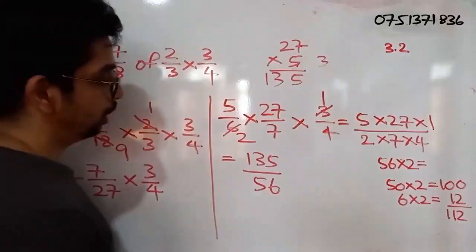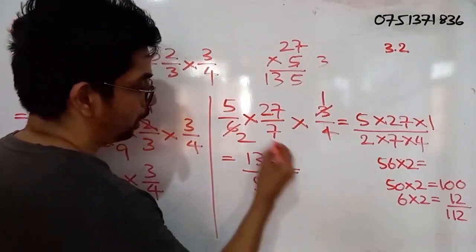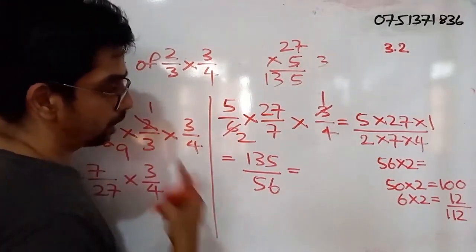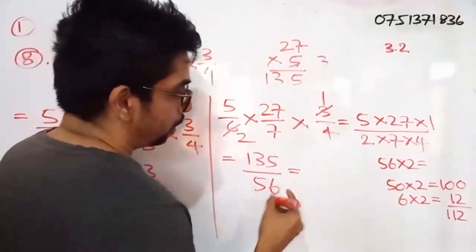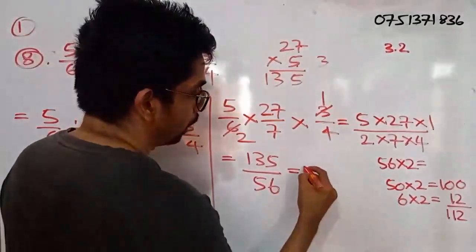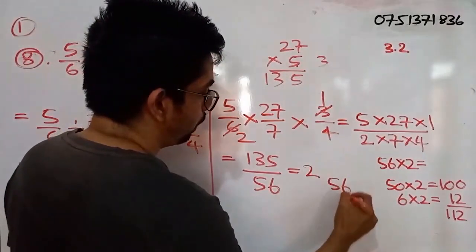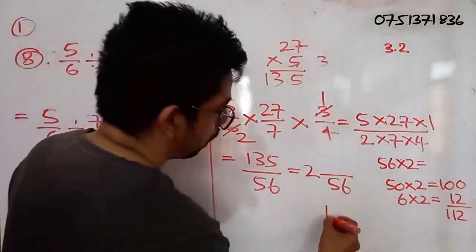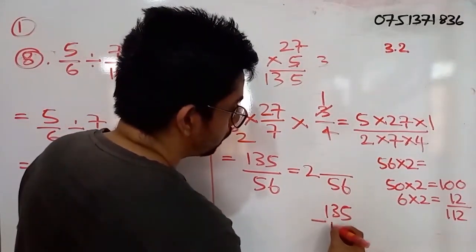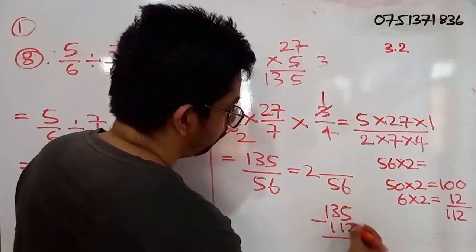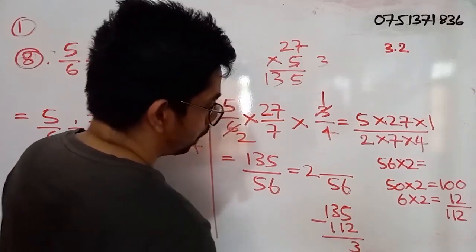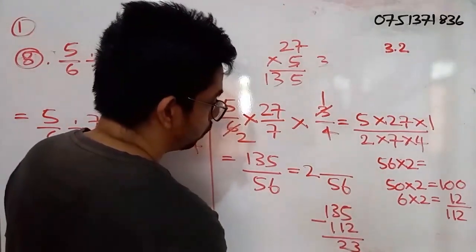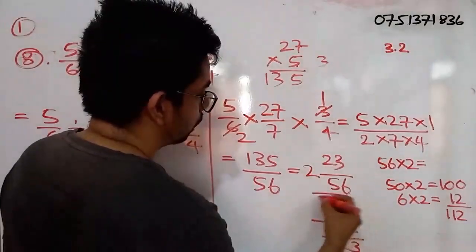So that is possible. So when we convert this improper fraction into a mixed number, what will be the whole number part? That will be 2. So 56 into 2, then what will be the remainder? 135 minus 112. 5 minus 2, we get a 3. 3 minus 1, we get a 2. Okay, so this will be the answer.